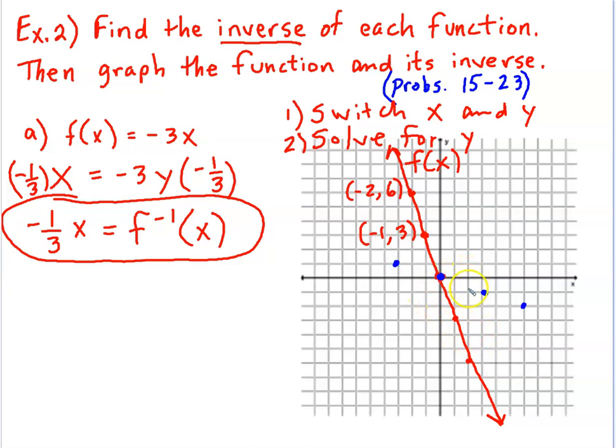This point down here is 2, -6. So to get the inverse, I'll do -6, 2. And now I'll connect the blue dots, and that will represent the graph of the inverse. And I'm going to label that as the inverse of f. So that's the completed answer for these problems.